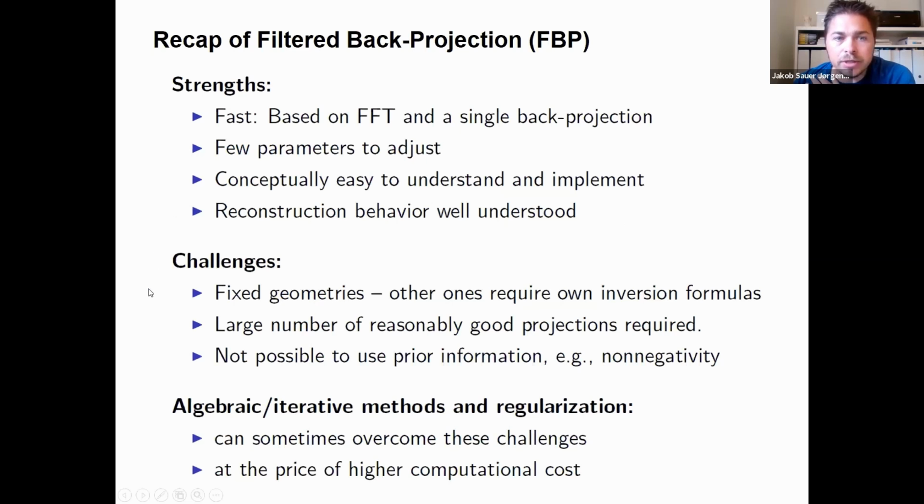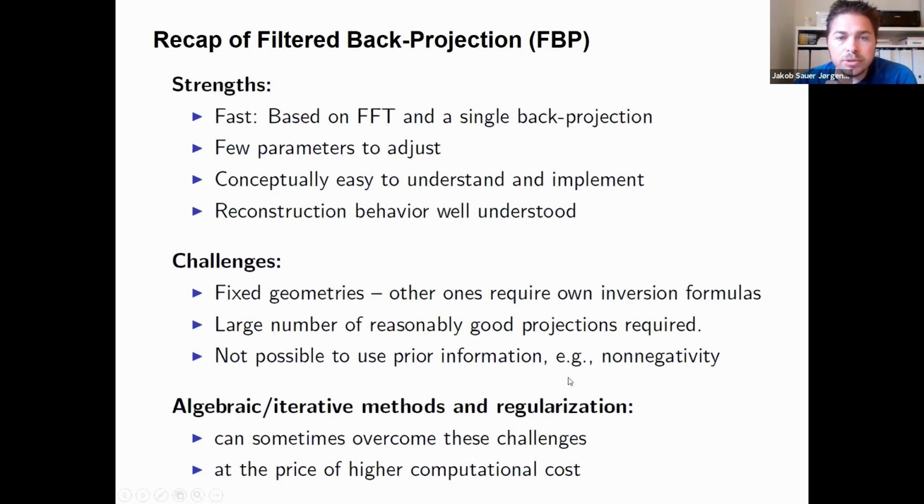Some of the challenges with it is that basically you need a parallel beam geometry. You need the standard geometry. And if you don't have that, then you need to work with a different variant of FBP for that particular geometry. Also, you need a decent quality data set. You need fairly many projections, and you need them to be of a decent quality, so not too noisy. If you don't have that, then FBP will not give a good reconstruction.